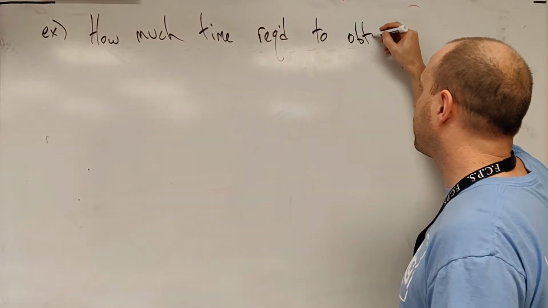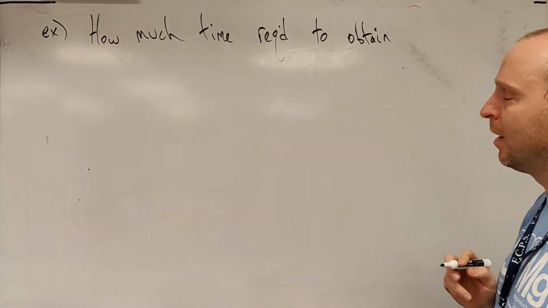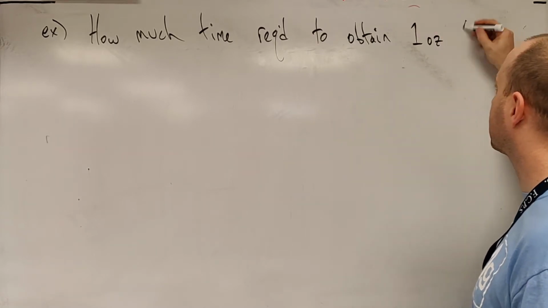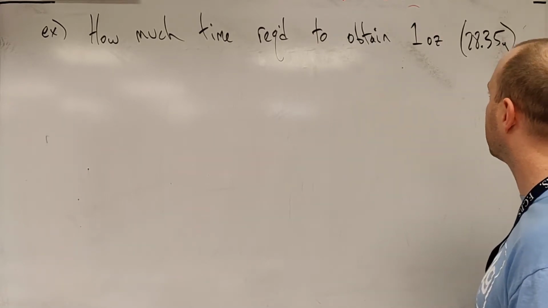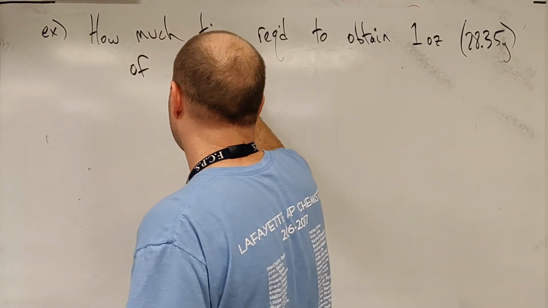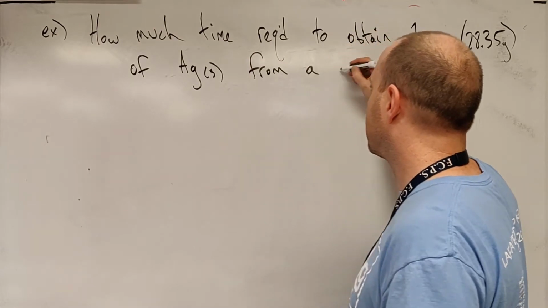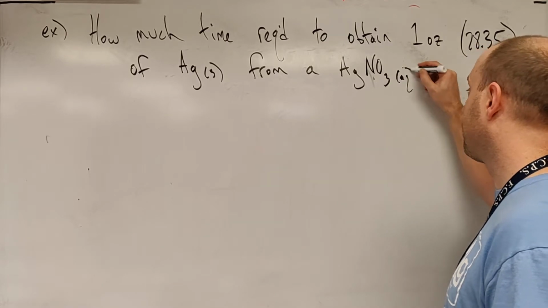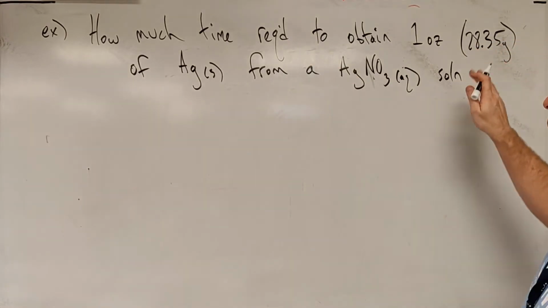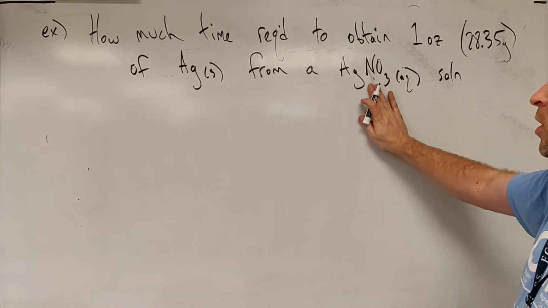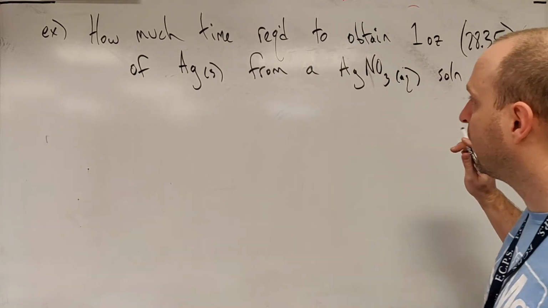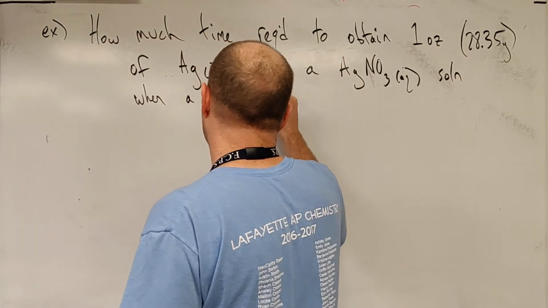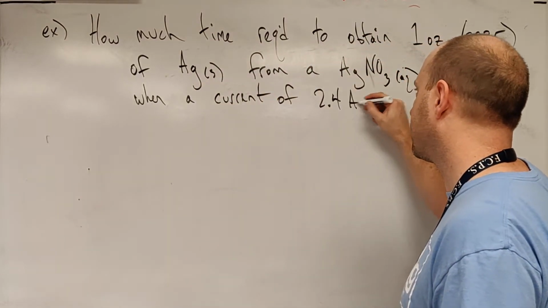to obtain, and I don't know, silver's probably like $11 or $12 an ounce, so we'll say 1 ounce. That's like 28.35 grams or something of silver metal from a silver nitrate solution. All right, so we're looking for a time. We've got a mass that we're going to be working with. We know what our species is. We're going to be getting rid of the spectator ion when a current of, let's say, 2.4 amps is applied.